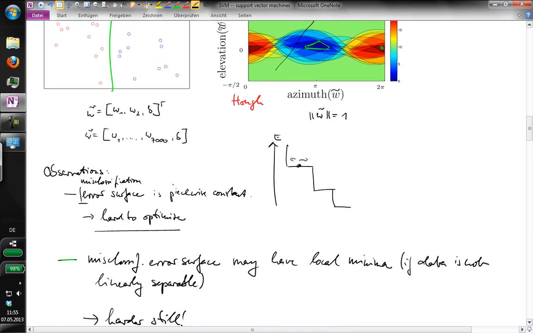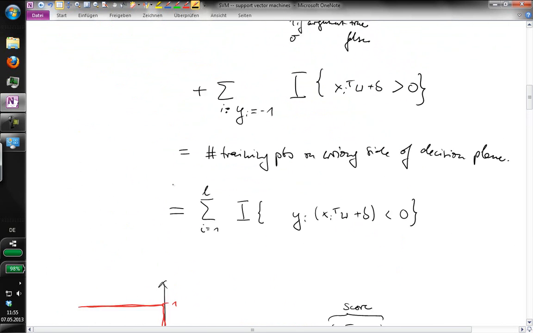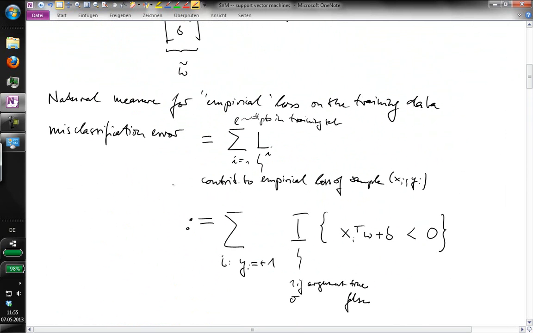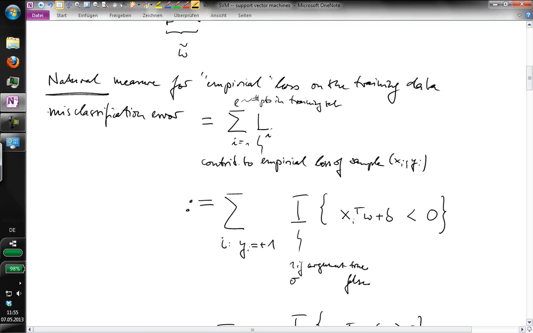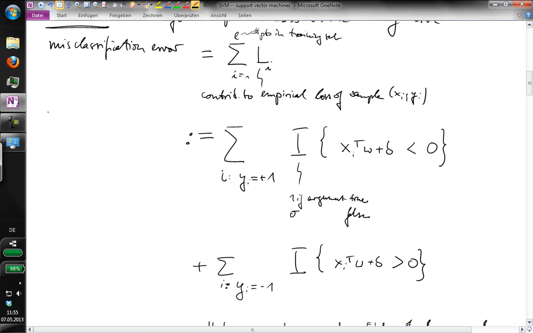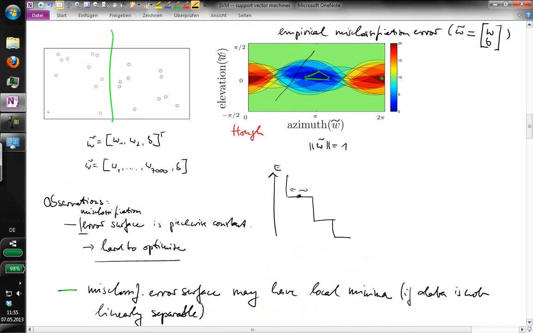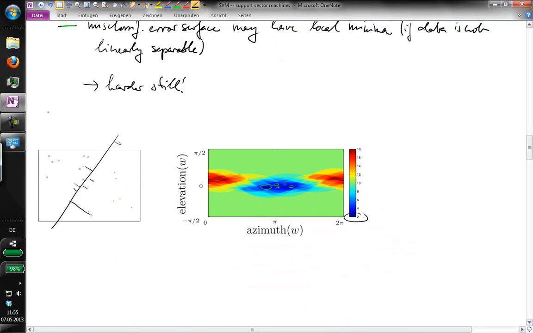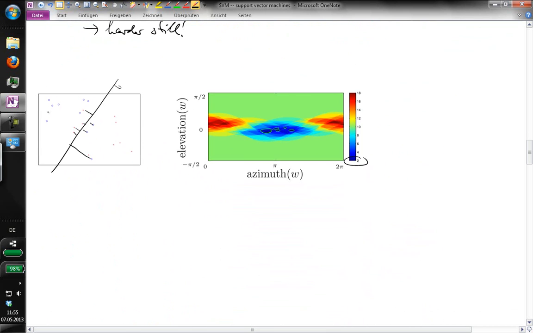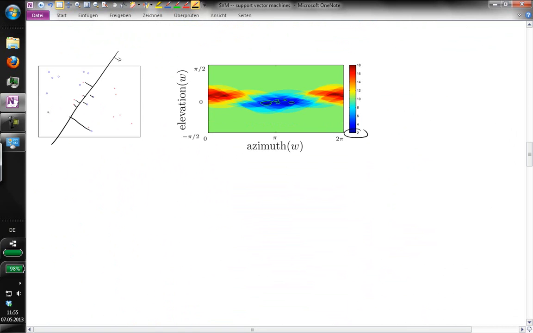I started this section here by saying the misclassification error seems to be a natural loss measure, and I still think so. It's a natural error function, but it turns out to be one which is very hard to optimize, and that is something that we need to worry about in practice, because ideally, given a training set, given some model, we want to find the globally optimal set of parameters for this model.